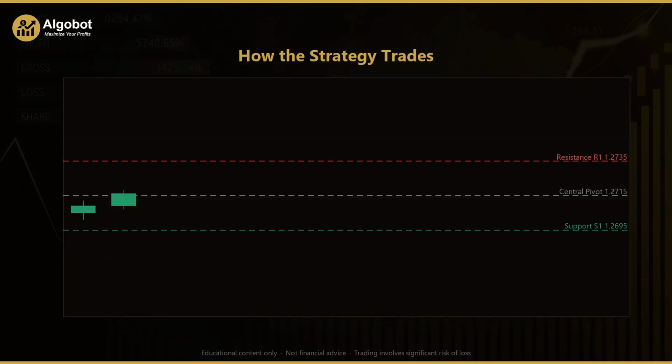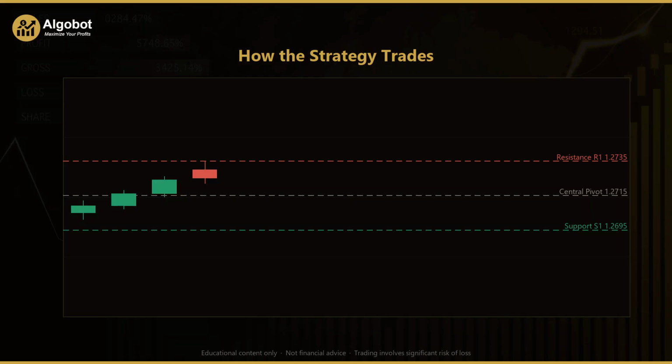Let's bring it all together on this illustrative chart. On screen, we've drawn the three floor pivots as horizontal lines. Resistance R1 at 1.2735, the central pivot at 1.2715, and support S1 at 1.2695. These are the levels the strategy measures everything against, and our range, the distance from R1 down to S1, is the yardstick for every stop and target.